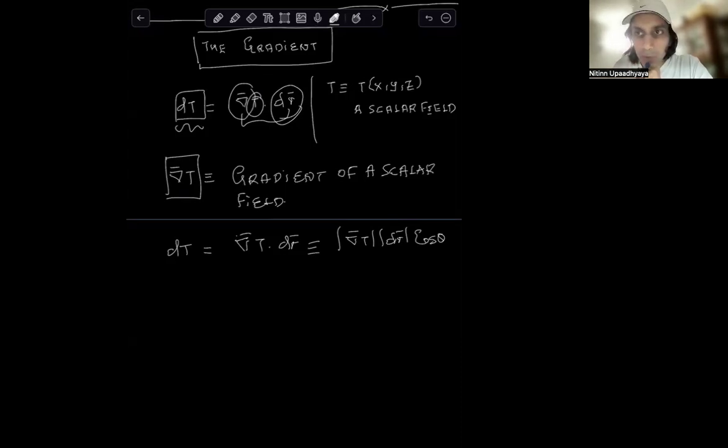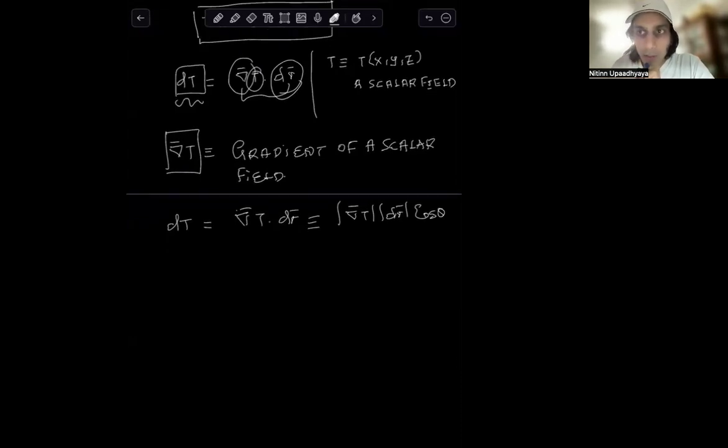When you dot it with the position, you obtain the total change in the value of the scalar field. And the dot product itself can be written as the magnitude of the gradient times the magnitude of the change in the position vector times the cosine of the angle theta. Now let's, for simplicity, focus our attention onto a two-dimensional plane. And let's say you're at some point x, comma y, where you've measured the temperature.